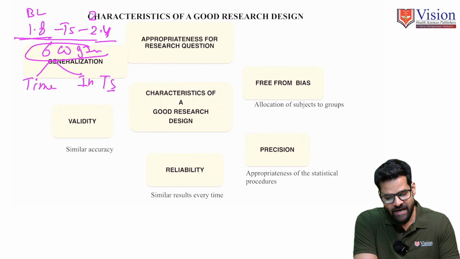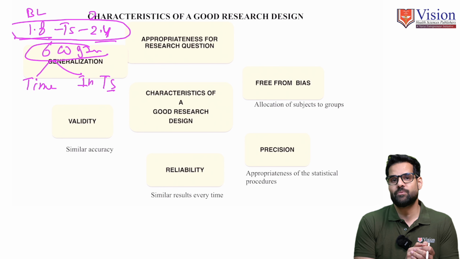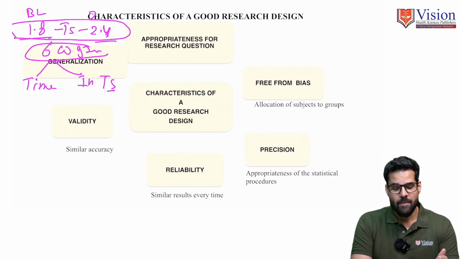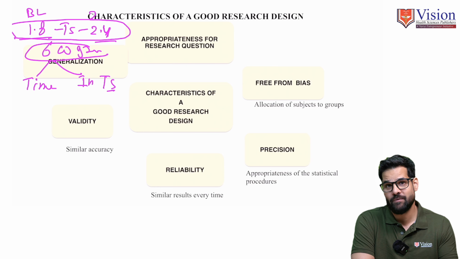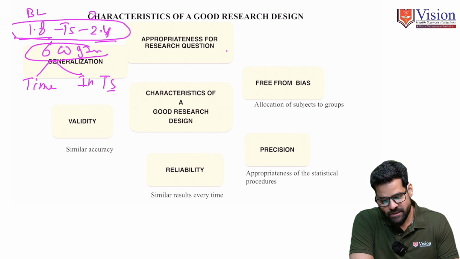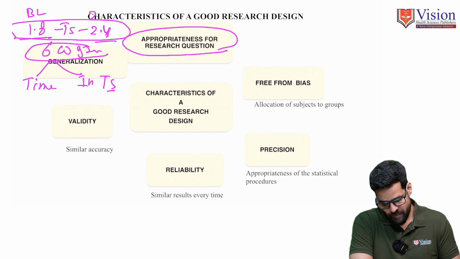So if you adopt this kind of design where only one group is there, to see the effect of the stimulation program, it will not tell you exactly how much weight got increased and whether this intervention is effective or not. But if you consider the previous example which I told you, having two groups, so the research design should be appropriate according to the question. That is one way.